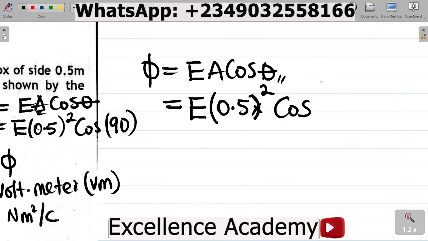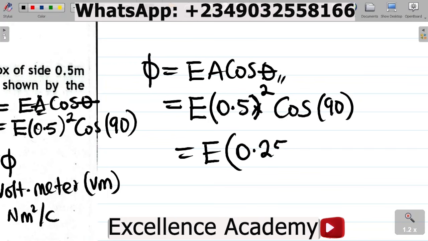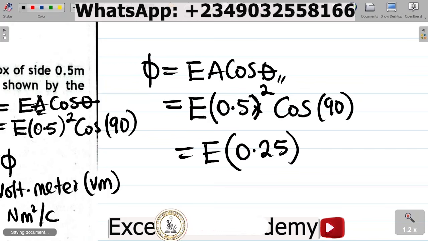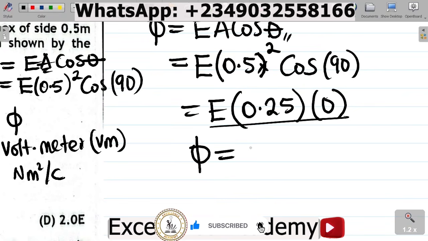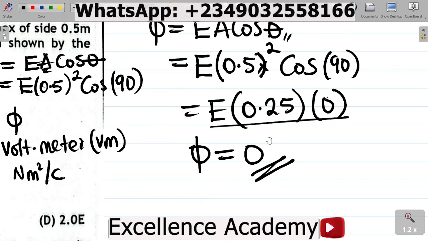So cos 90. So you have this as 90. This is equal to E into 0.5 squared. If you do 0.5 squared, you have your answer as 0.25. So 0.25 into cosine of 90 gives you 0. So that gives you 0. All right. And if you multiply this, you have that phi, which is electric flux, is equal to this times 0 gives you 0. So the answer there is 0. Right. Now you might want to say 0e, but 0 is 0. So your answer there is 0.